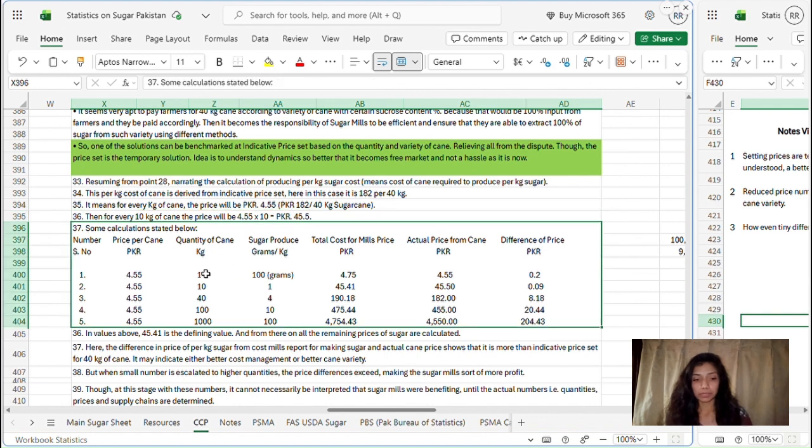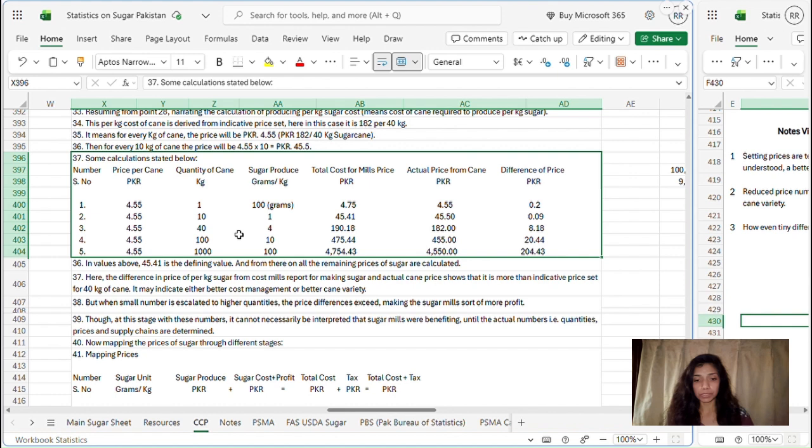So if we see the calculations here, this is the price per cane that we have set as the defining price, and the quantity of cane: one cane, 10 canes, 40 canes, 100 and 1000 canes, and the amount of sugar these produce. Now one cane which costs 4.55 produces 100 grams. 10 canes produce 1 kg sugar. 40 kg cane produces 4 kg sugar. 100 kg cane, that means 100 sticks of cane, produces 10 kg, and 1000 kgs cane produces 100 kgs of sugar.